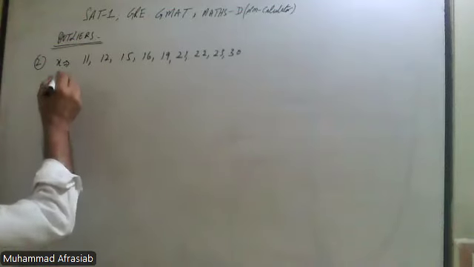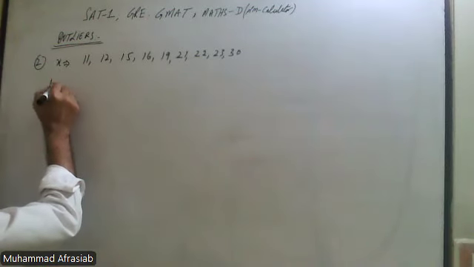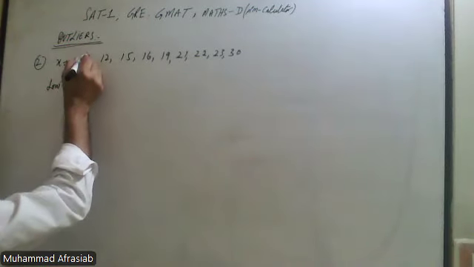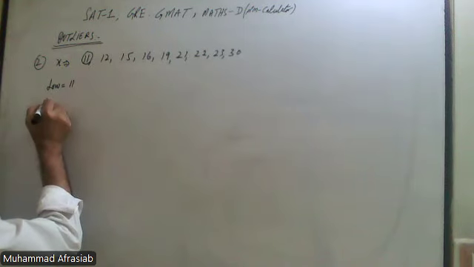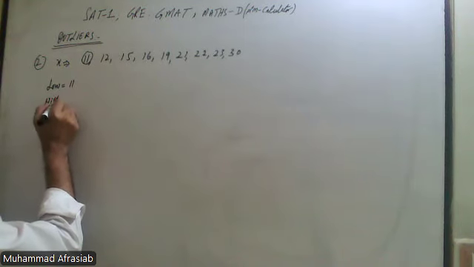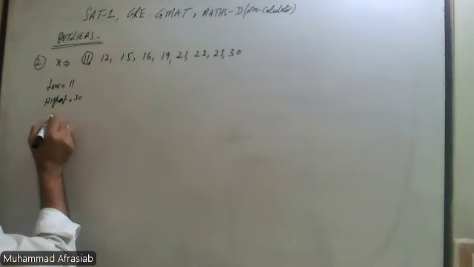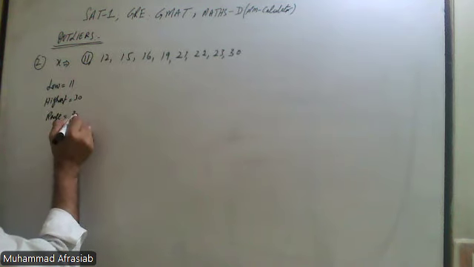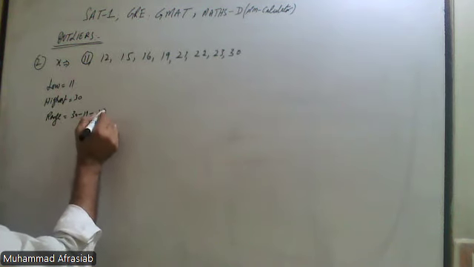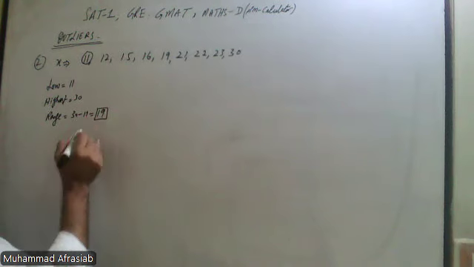Since the lowest value is 11 and the highest value is equal to 30, the range is 30 minus 11, that is equal to 19.